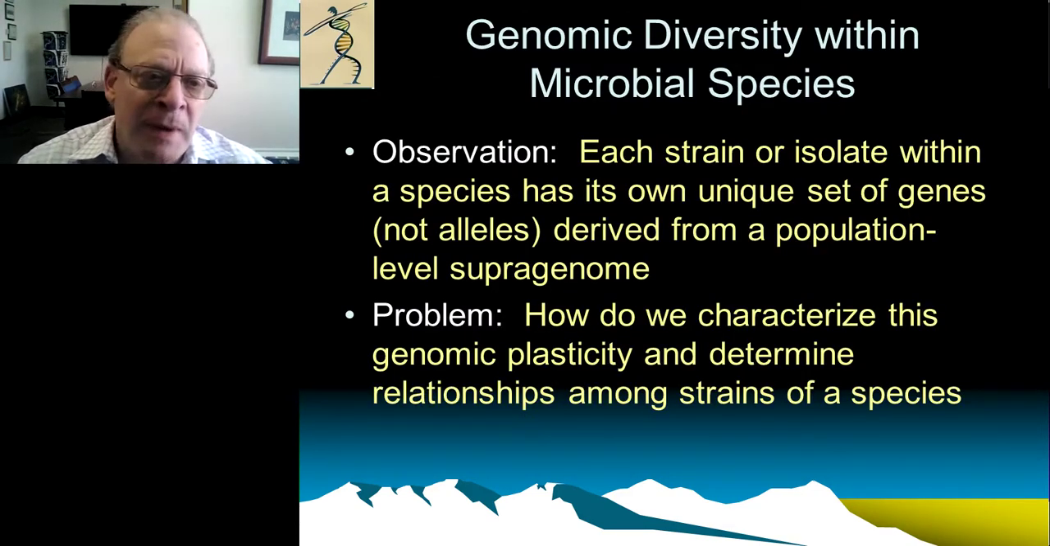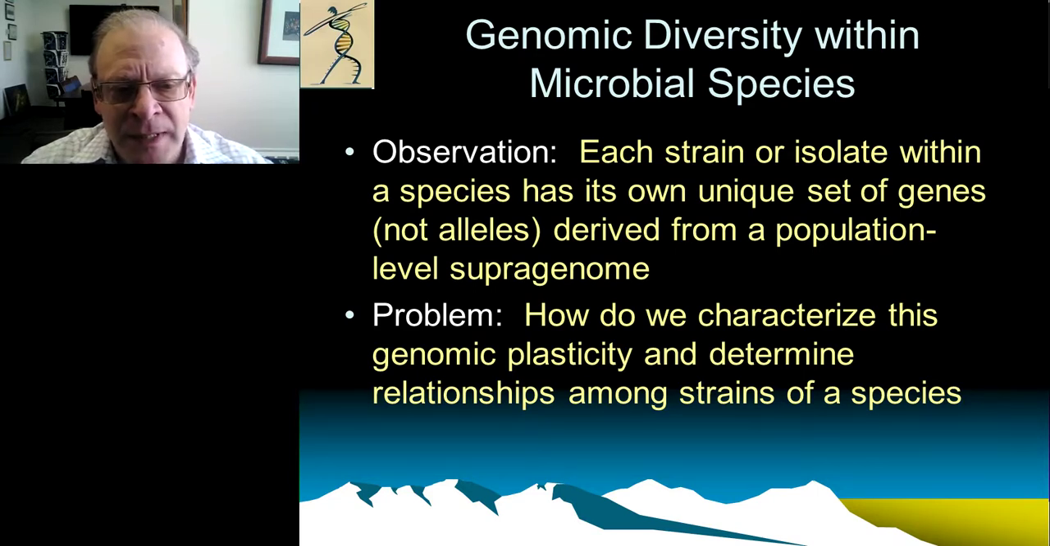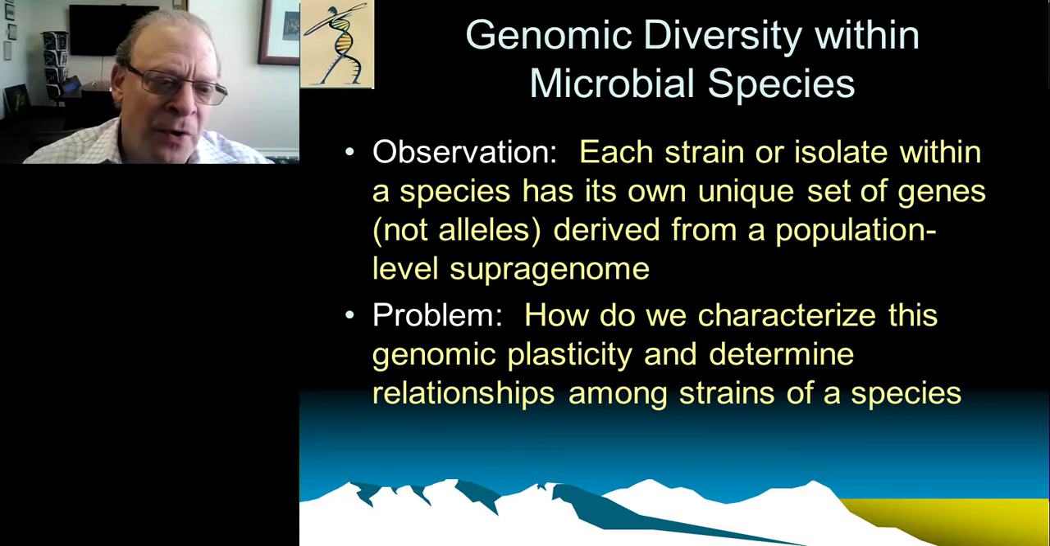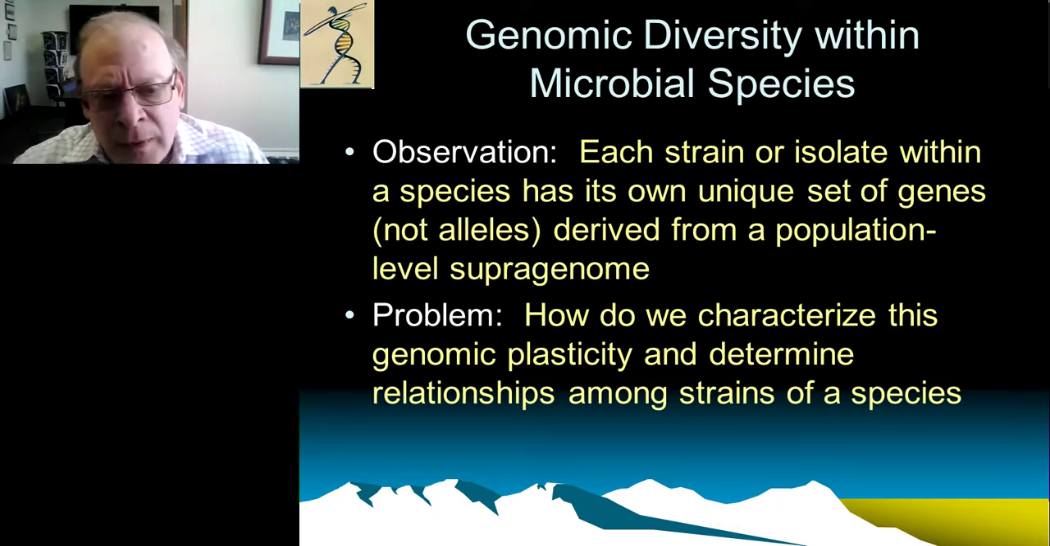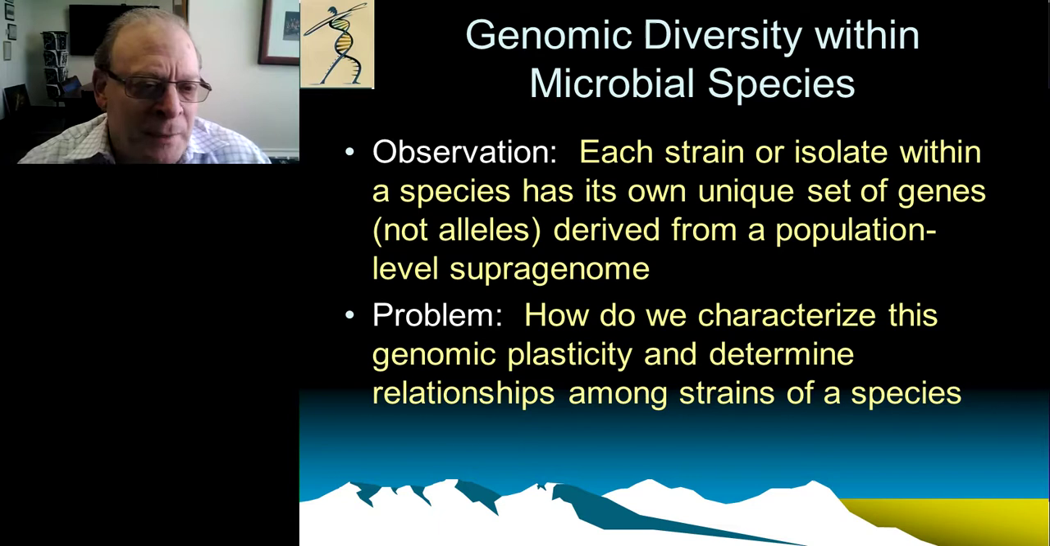And this is supported by the fact that if you look within a microbial species, there was no genomic diversity. Each strain or isolate within a species had its own unique set of genes derived from this population-level supergenome. The extent of this obviously was not known, but it was known that there were some genic differences among strains. So the problem became, how did we characterize this genomic plasticity and determine relationships among strains of a species?